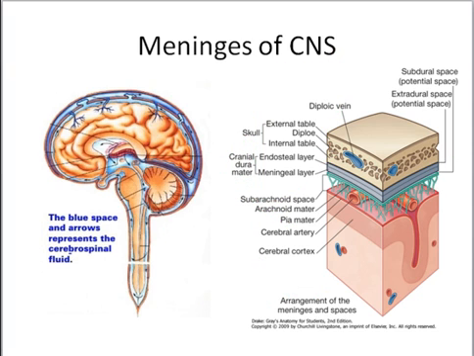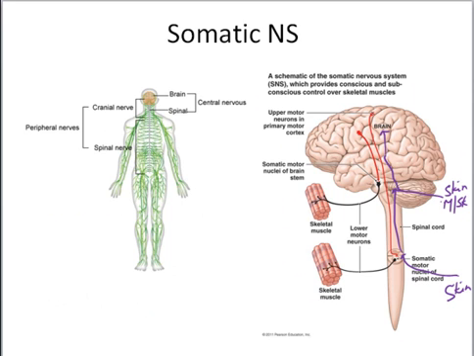Okay, let's now go to the somatic nervous system. So here we have the somatic nervous system. And if you remember, I told you it uses all of the brain and spinal cord, so that is the central nervous system part of it, and then it uses all the cranial and spinal nerves, which is the peripheral nervous system. So it uses all of that to transmit information and receive information.